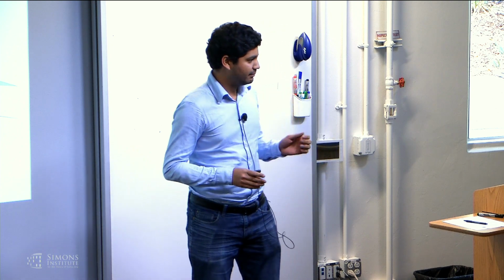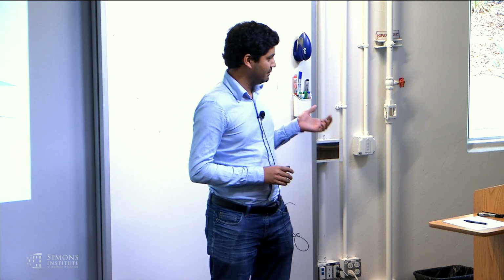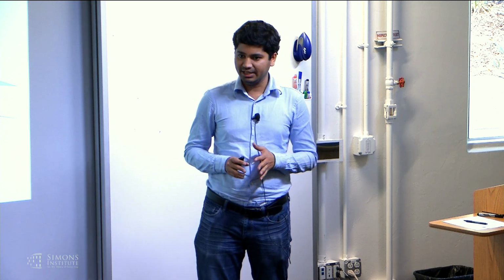I guess a couple days ago you saw some technique to prove lower bounds for sum of squares, the pseudo calibration. Then this morning, Salil and David told you how to design average case algorithms for average case problems using sum of squares, and this talk is going to be about worst case algorithm design using the same technique.